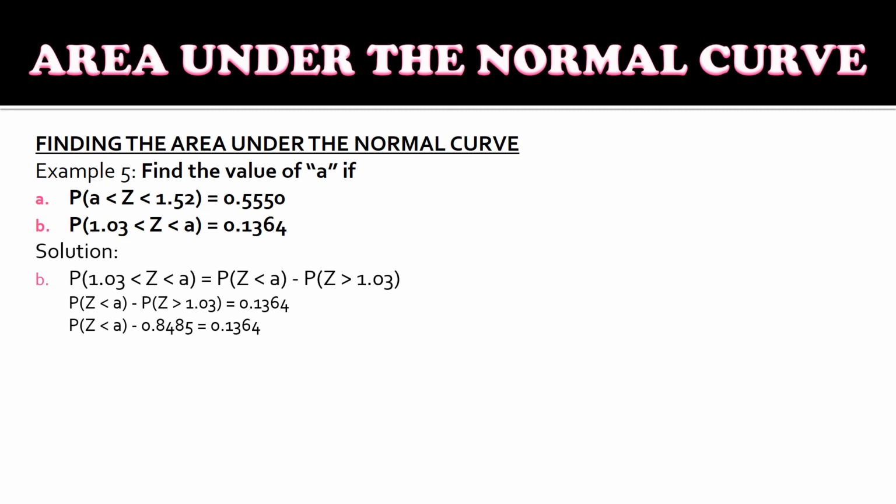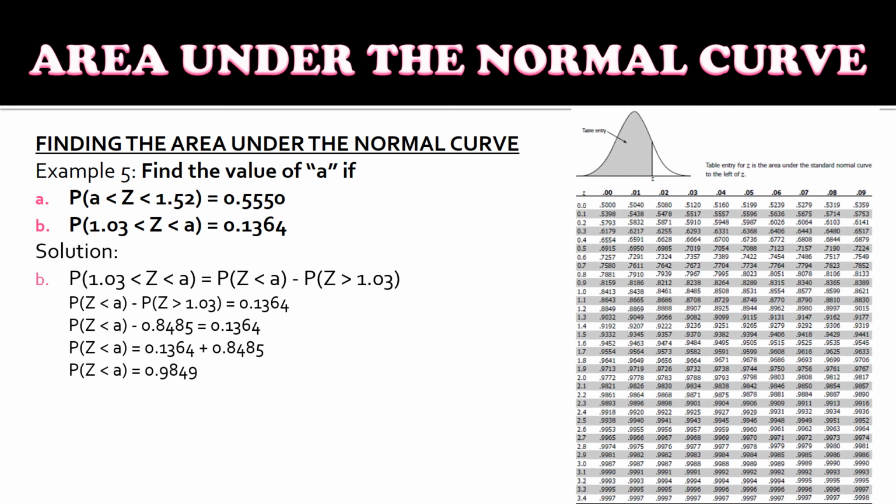So we will have the probability of z less than A minus 0.8485 is equal to 0.1364. Solving algebraically, we will have the probability of z less than A equals 0.1364 plus 0.8485. So the probability of z less than A equals 0.9849. Since that value is greater than 0.5, we'll be using the positive part of the z-table.